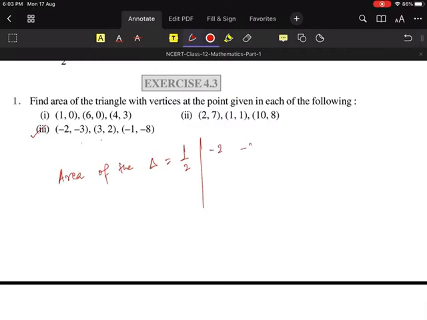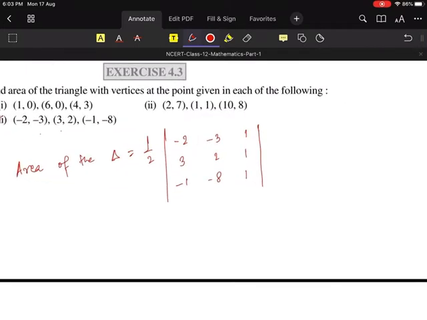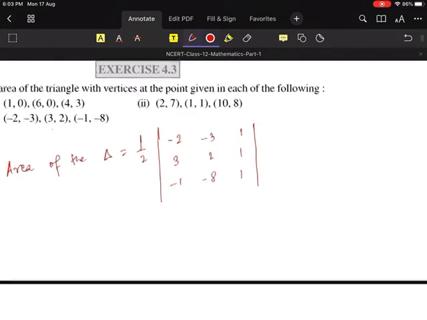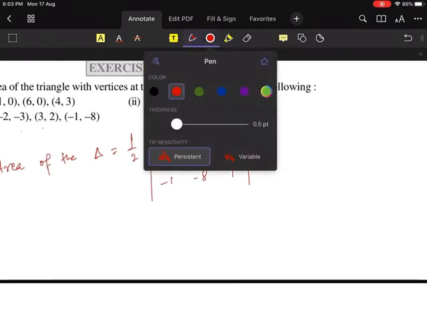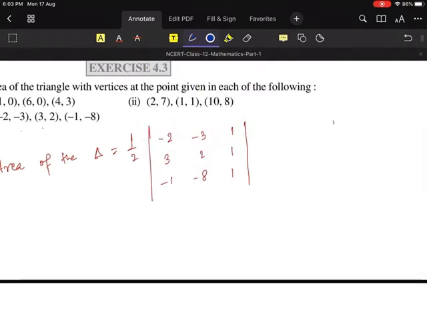Minus 2, minus 3, 1. 3, 2, 1. Minus 1, minus 8, 1. Okay? Now you just have to find the determinant of this. Now I want to simplify this. So the way to simplify this, I will do an operation. Can I do R2 minus R1 and R3 minus R1? Yes or no?